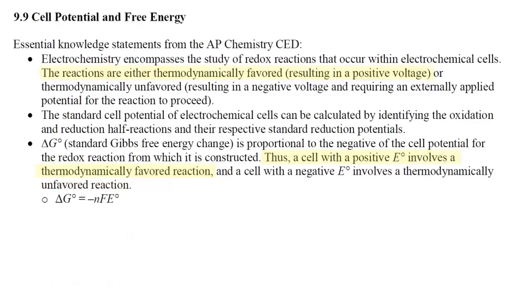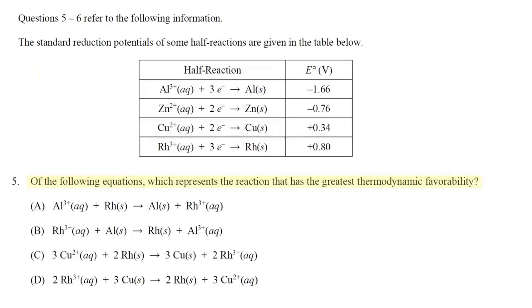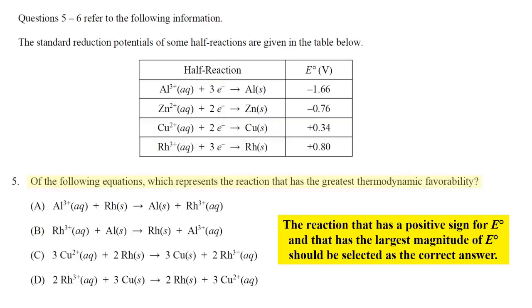Remember that we're looking for a sign that is positive for the cell potential. So the reaction in a galvanic cell is thermodynamically favored with a positive cell potential and a negative delta G. If we can calculate the cell potential by combining these half reactions in various ways, then we can make our choice for question 5 based on the following criterion. The reaction that has not only a positive sign for cell potential, but the one that has the largest magnitude of cell potential, that reaction should be selected as the correct answer.